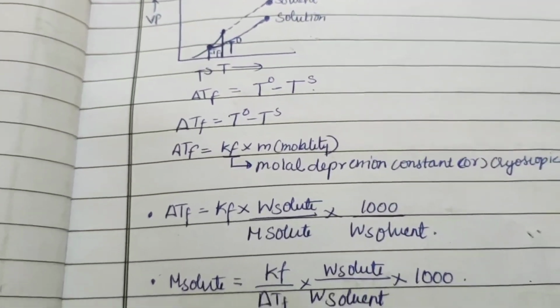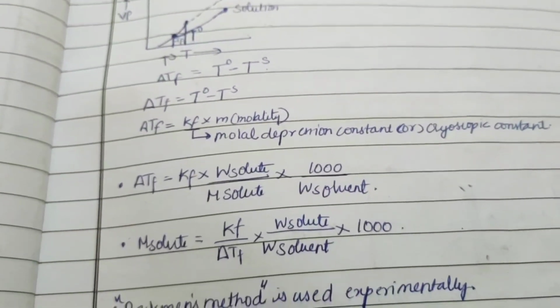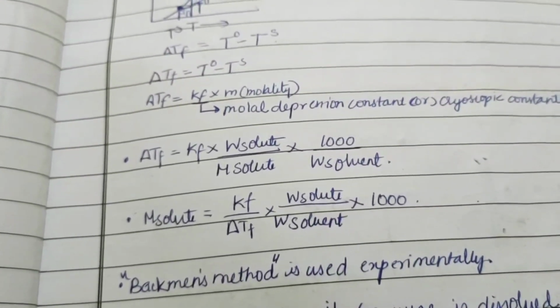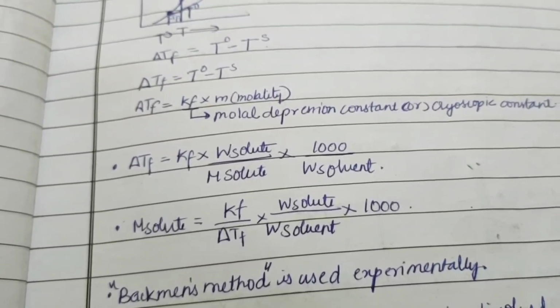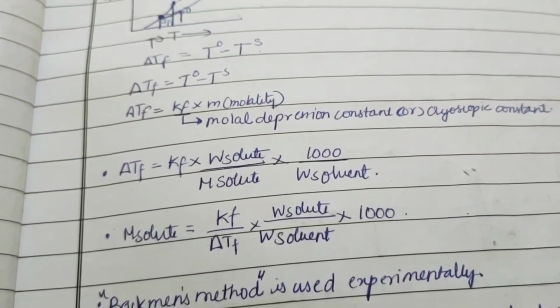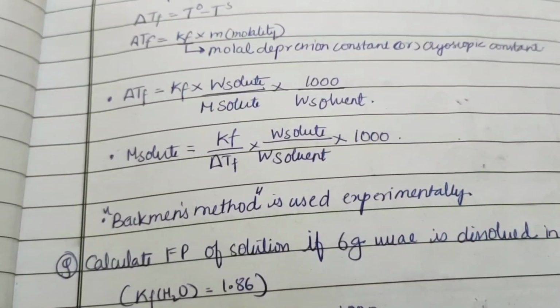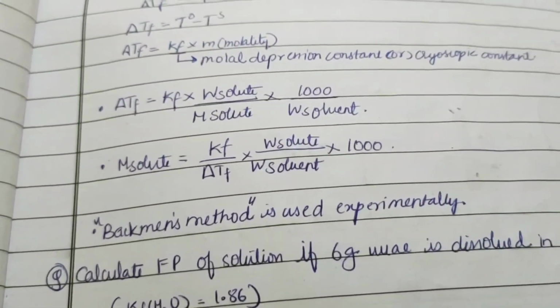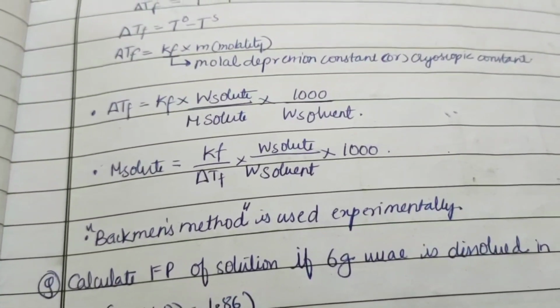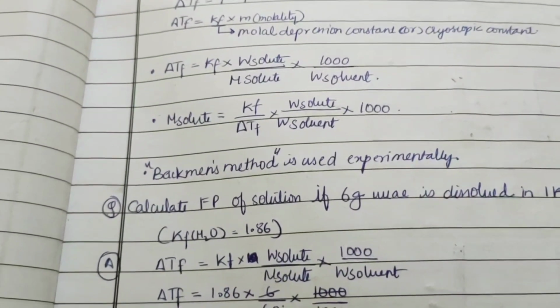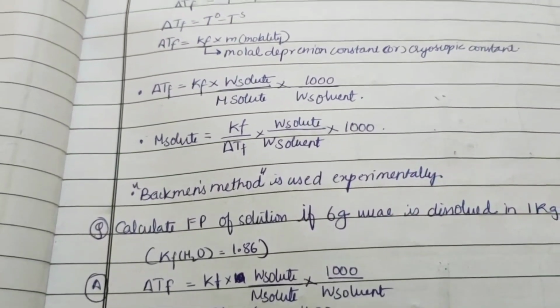Kf is the molal depression constant or cryoscopic constant. Delta Tf equals Kf into W solute by molecular mass of solute into 1000 by weight of solvent. The molecular mass of solute M solute equals Kf by delta Tf into W solute by weight of solvent into 1000. And the Beckmann method is used experimentally to find this.